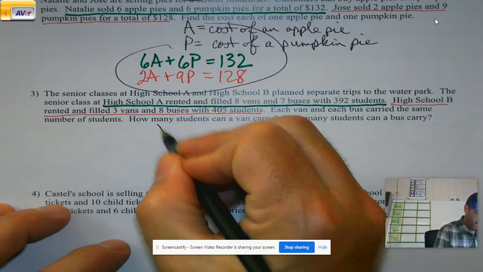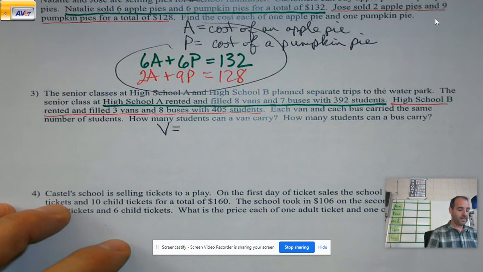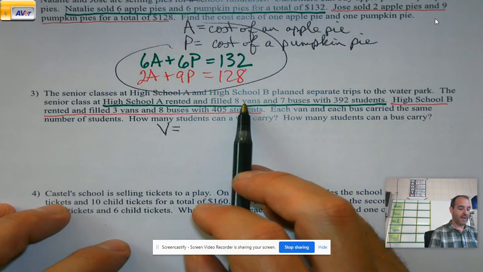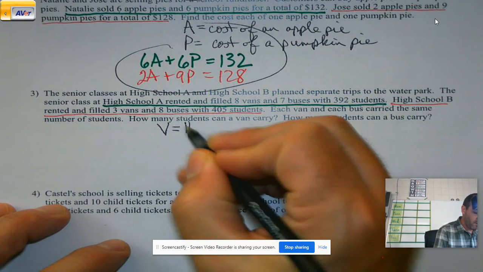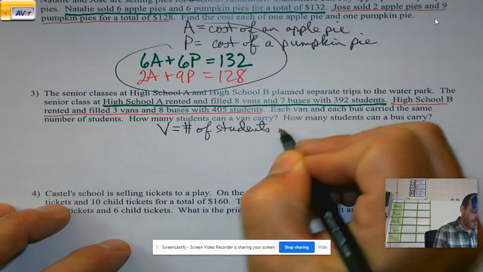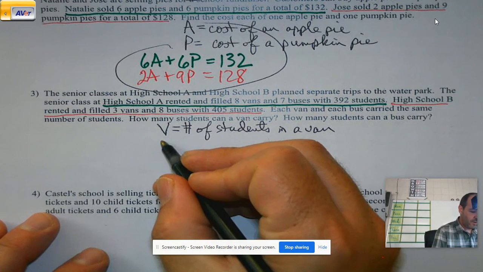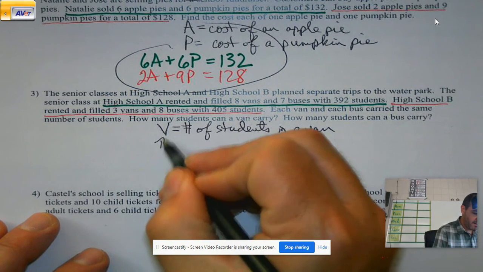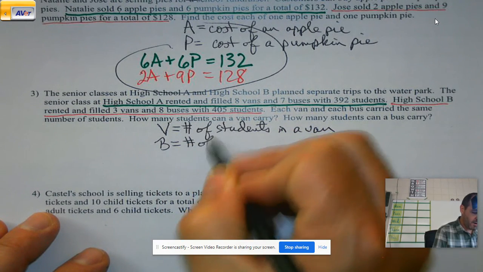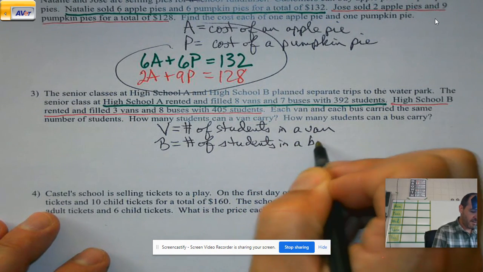We have V. Now, be careful. There's no cost this time. Don't put cost of a van. Okay. What's the application here going to be? What are we doing with the van we're putting students in? So, number of students in a van. Okay, so I have to adjust a little bit as I'm doing these. And then we would have B be our number of students in a bus.